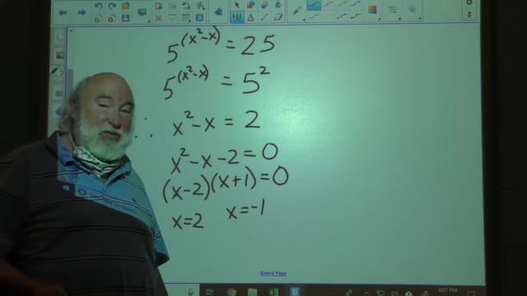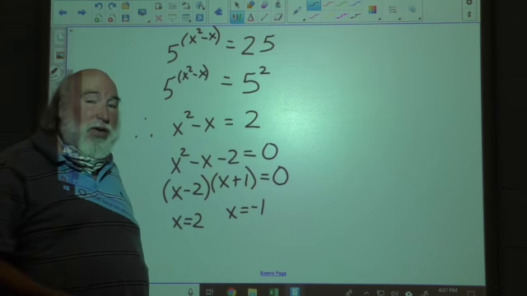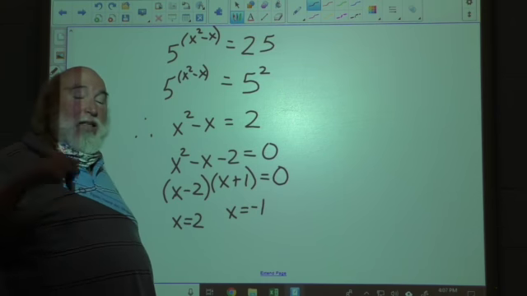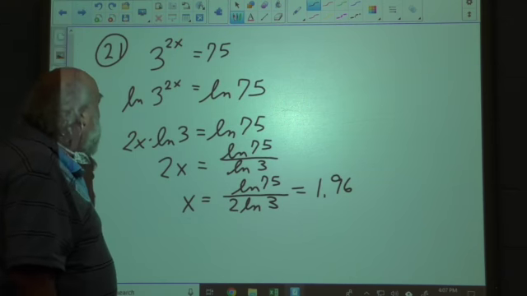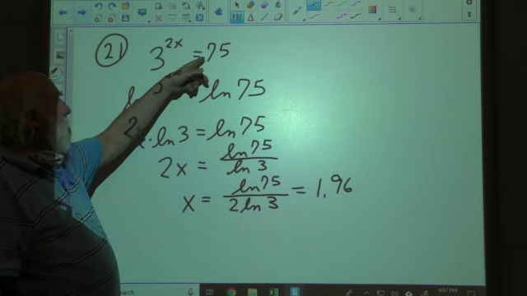This is not difficult stuff. You just have to keep thinking what the word exponent means and what the word base means. Next one, number 21. 3 to the 2x power equals 75.